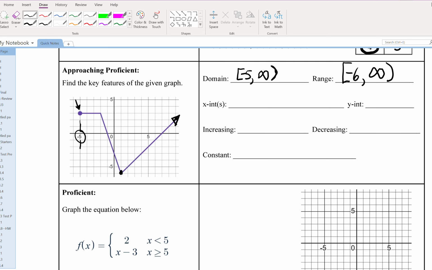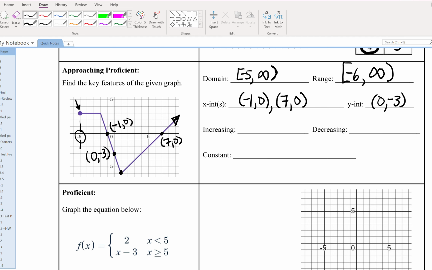Now the x-intercepts are the places where it crosses the x-axis. So you can just draw points where it crosses the x-axis and then write down their coordinates. This would be -1, 0, and this would be 7, 0. And so those are your x-intercepts, -1, 0 and 7, 0. Then the y-intercept is where it crosses the y-axis. So this point right here, where does it cross the y-axis? Right there at 0, -3. So the y-intercept is 0, -3.